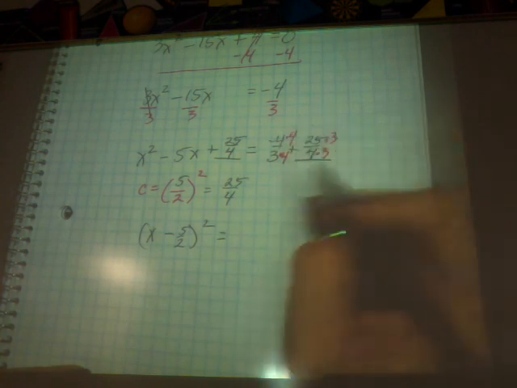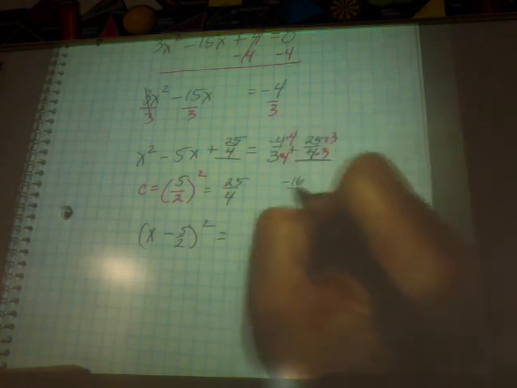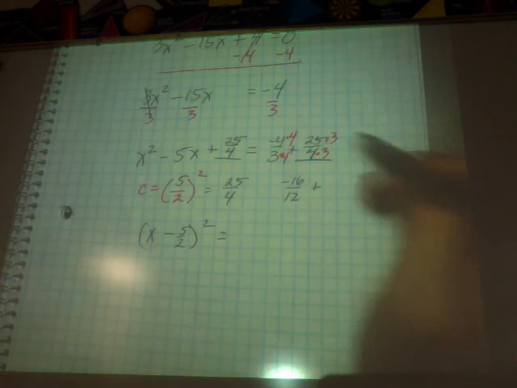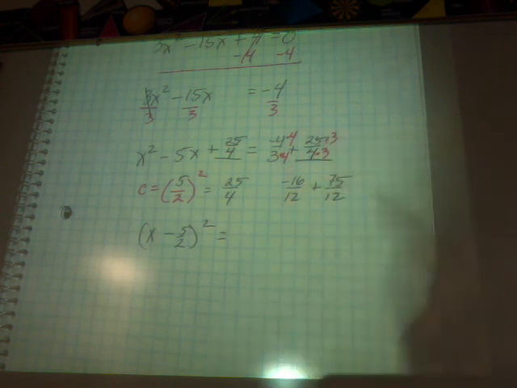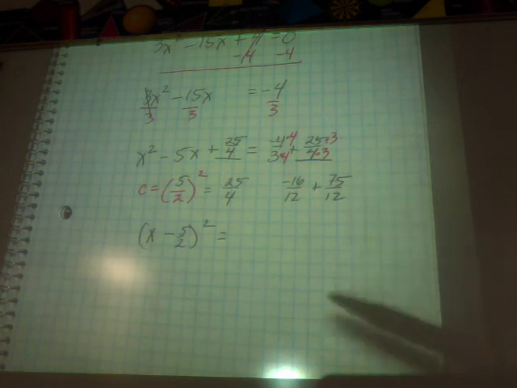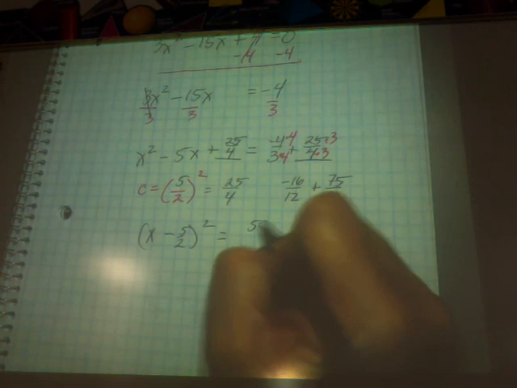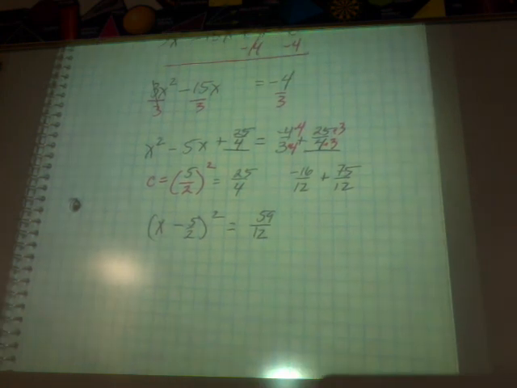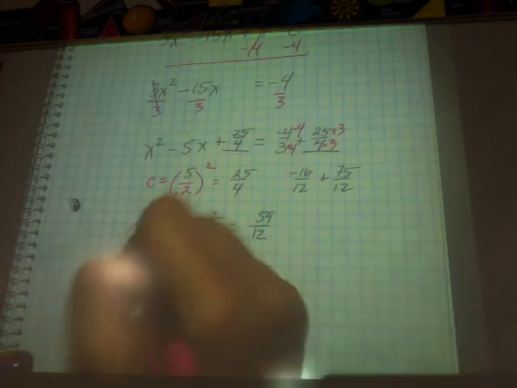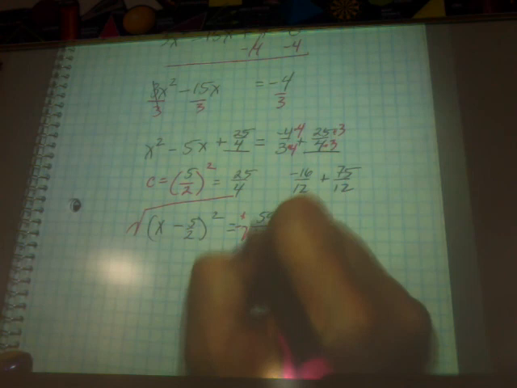negative 16. I'm going to do this off to the side. Negative 16 over 12 plus 25 times 3 is 75 over 12. What is a negative 16 and a positive 75 going to give you? Positive 59 over 12, right? Then what are you going to do? Take the square root of both sides. Square root here plus or minus the square root here.